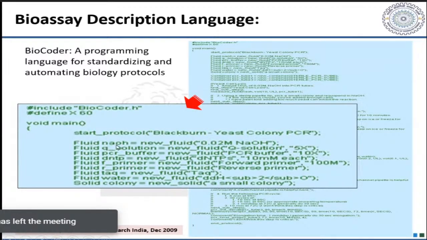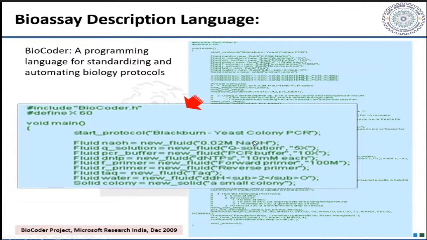So here we are talking about this particular bioassay or bioprotocol, and it is taking a new fluid. The new fluid looks like a constructor, like in C++. It's creating an object. Physically, it is interpreted as NaOH being the fluid, and this much amount of NaOH fluid is taken into the test tube. You can say it like that.